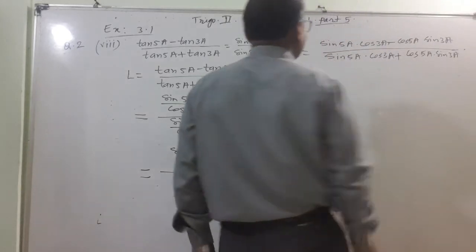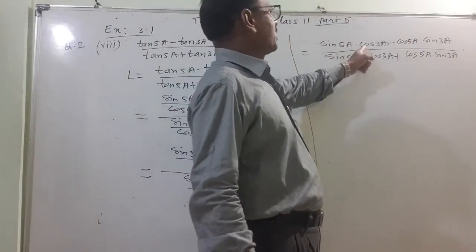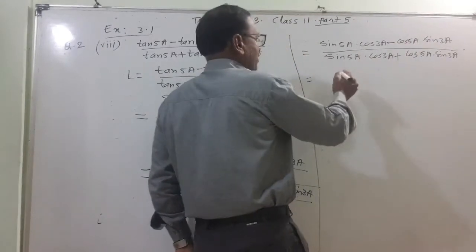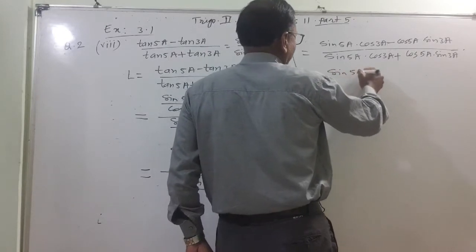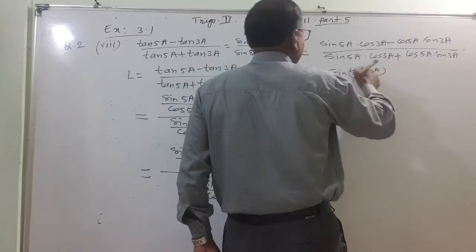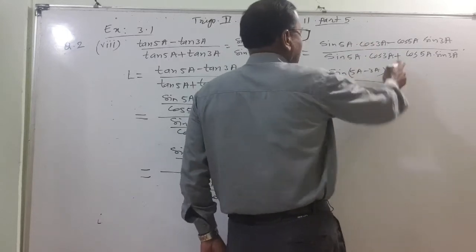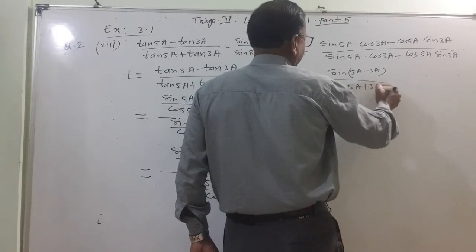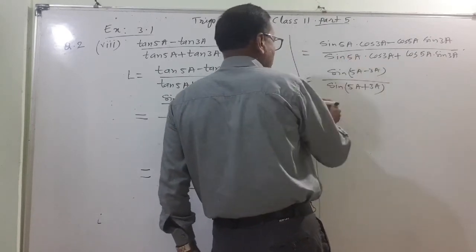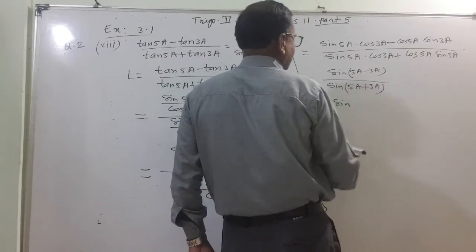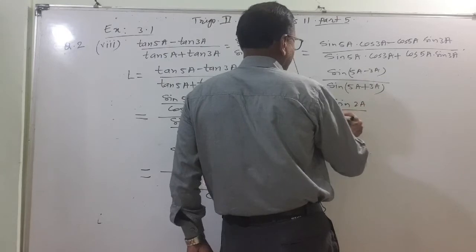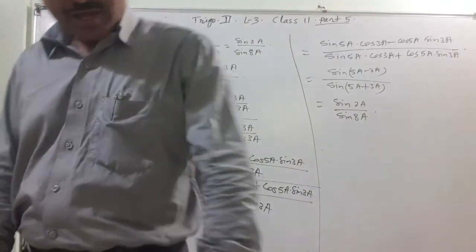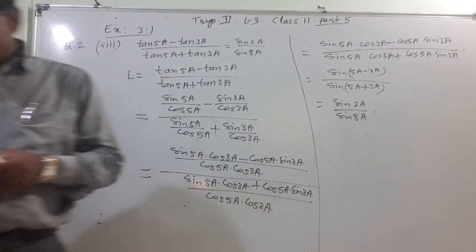That is equal to sine A cos B, cos A sine B. Here it is minus, so it is the expansion of sine of A minus B. So sine of 5A minus 3A. Upon this is addition, sine of 5A plus 3A. Its expansion is this. So that is equal to sine of 5A minus 3A, which is 2A, upon sine of 8A. So this way you can build your fundamentals.